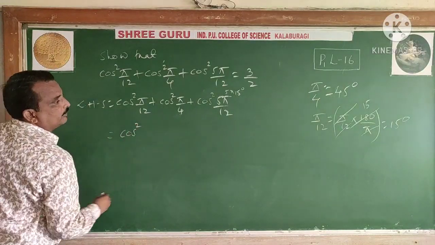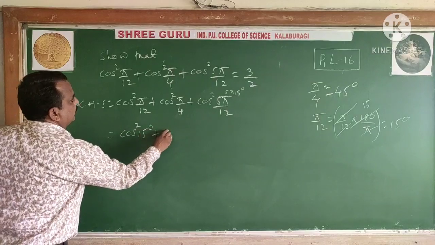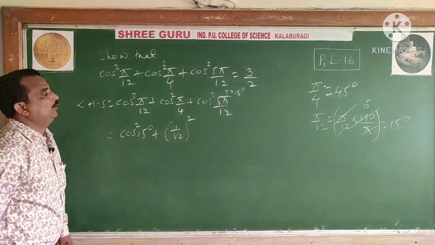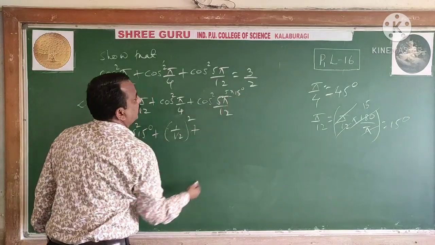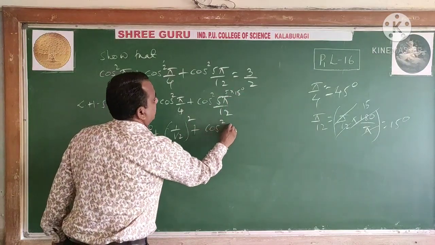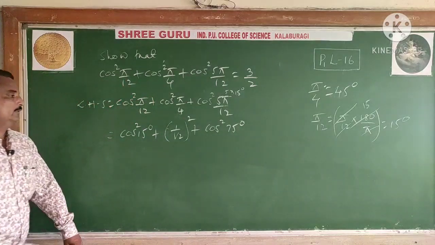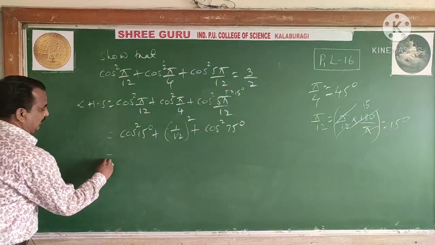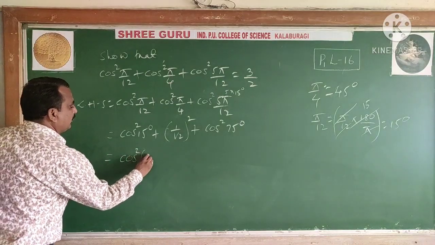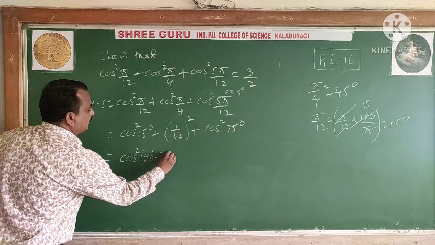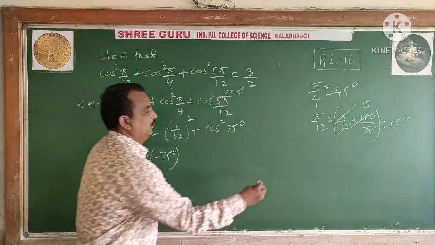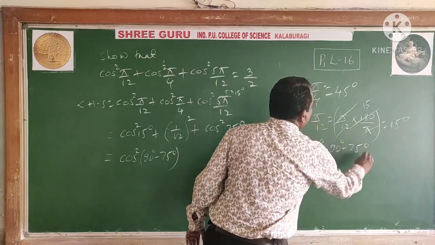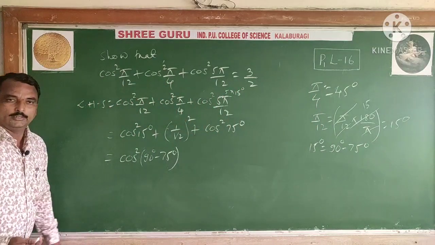Cos square of 15 degree, plus cos 45 degree squared, which is 1 by root 2 squared, plus cos square of 5 times 15 degree, which is 75 degree. Now any one of the terms you can convert, and you will get it easily. Shall I write 15 is equal to 90 minus 75? It becomes a sine term. Here 15 degree we have written as 90 minus 75 degree. Correct? It is possible, right?